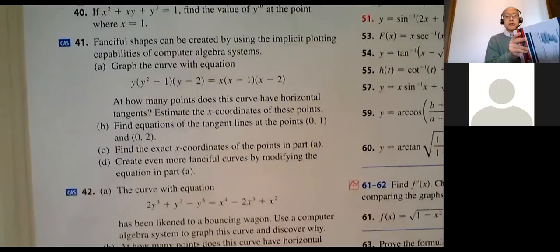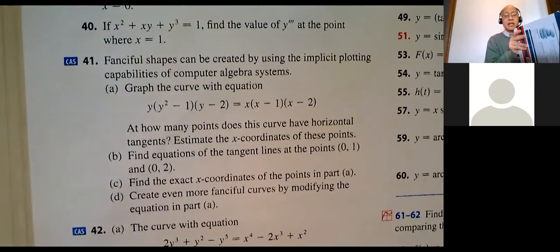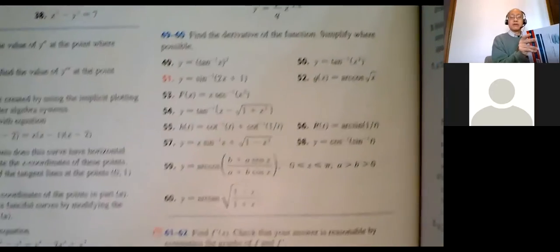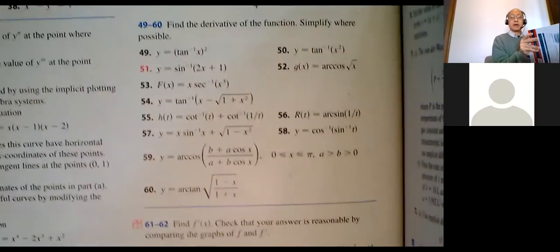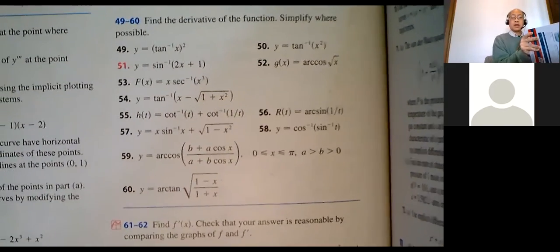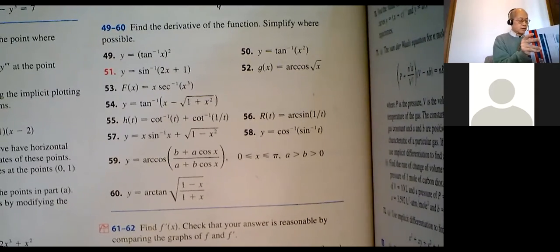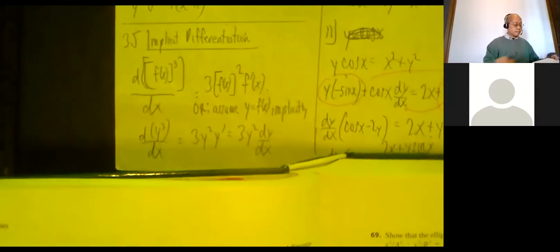So, not sure we have to do all these, but well, when it says CAS, CAS stands for Computer Algebra System. It's almost a certainty that I didn't ask you to do those problems. I don't think you have to do any of these, but you definitely have to do these derivatives, the inverse trig functions, which I haven't talked about yet, but we'll get to eventually. And I think we have to go up to 57, so I think that's it.